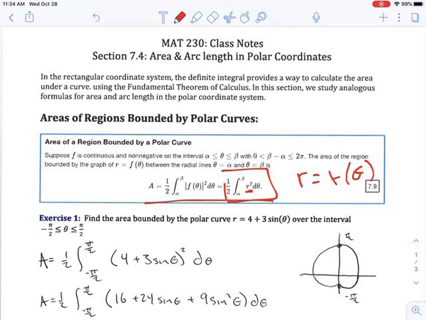One thing we need to be concerned about is that theta is bounded by alpha and beta. And also that the difference between alpha and beta has to be greater than 0 and less than 2 pi, which in most cases it actually is. So let's take a look at our first example of how we actually use this formula to find the area under a polar curve, or bounded by polar curves.